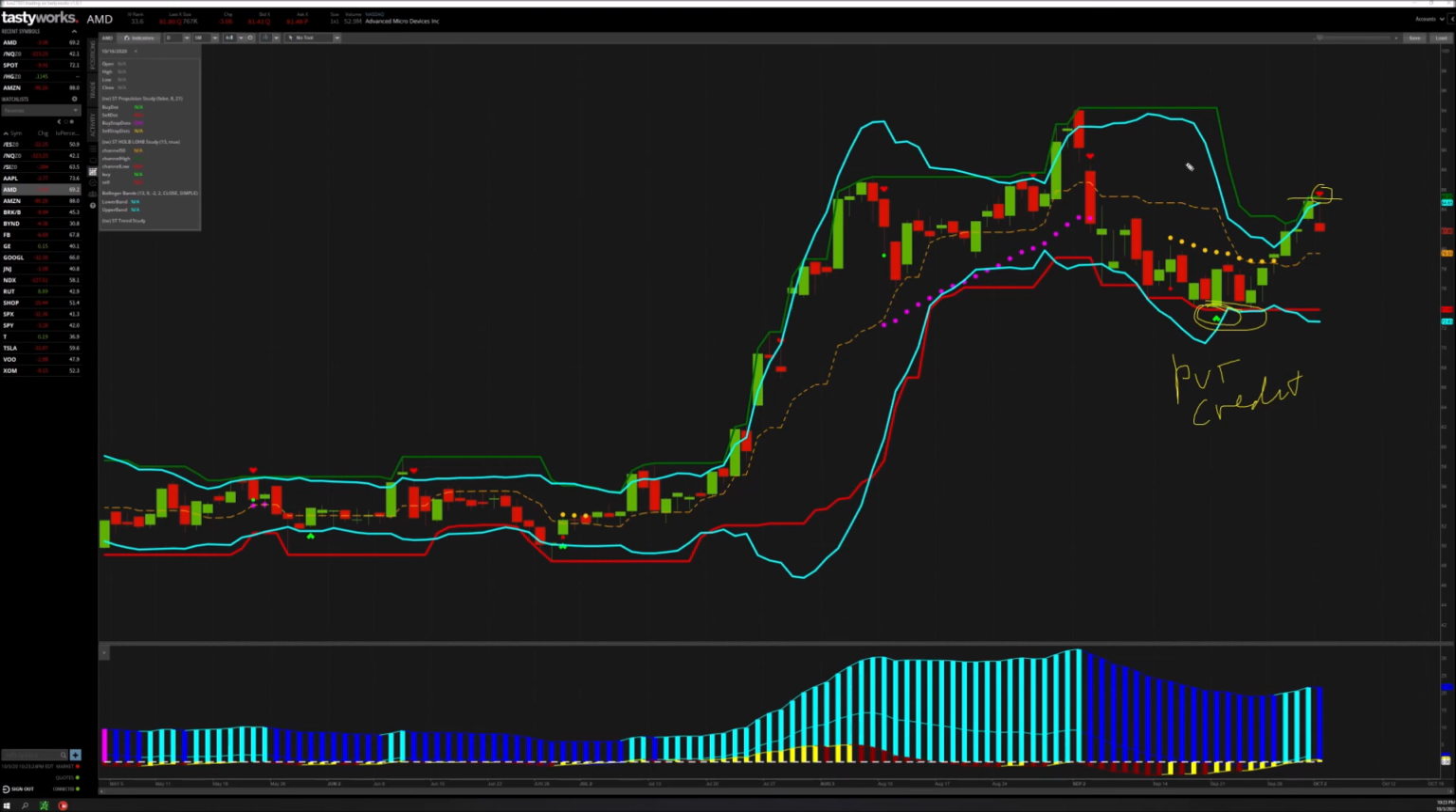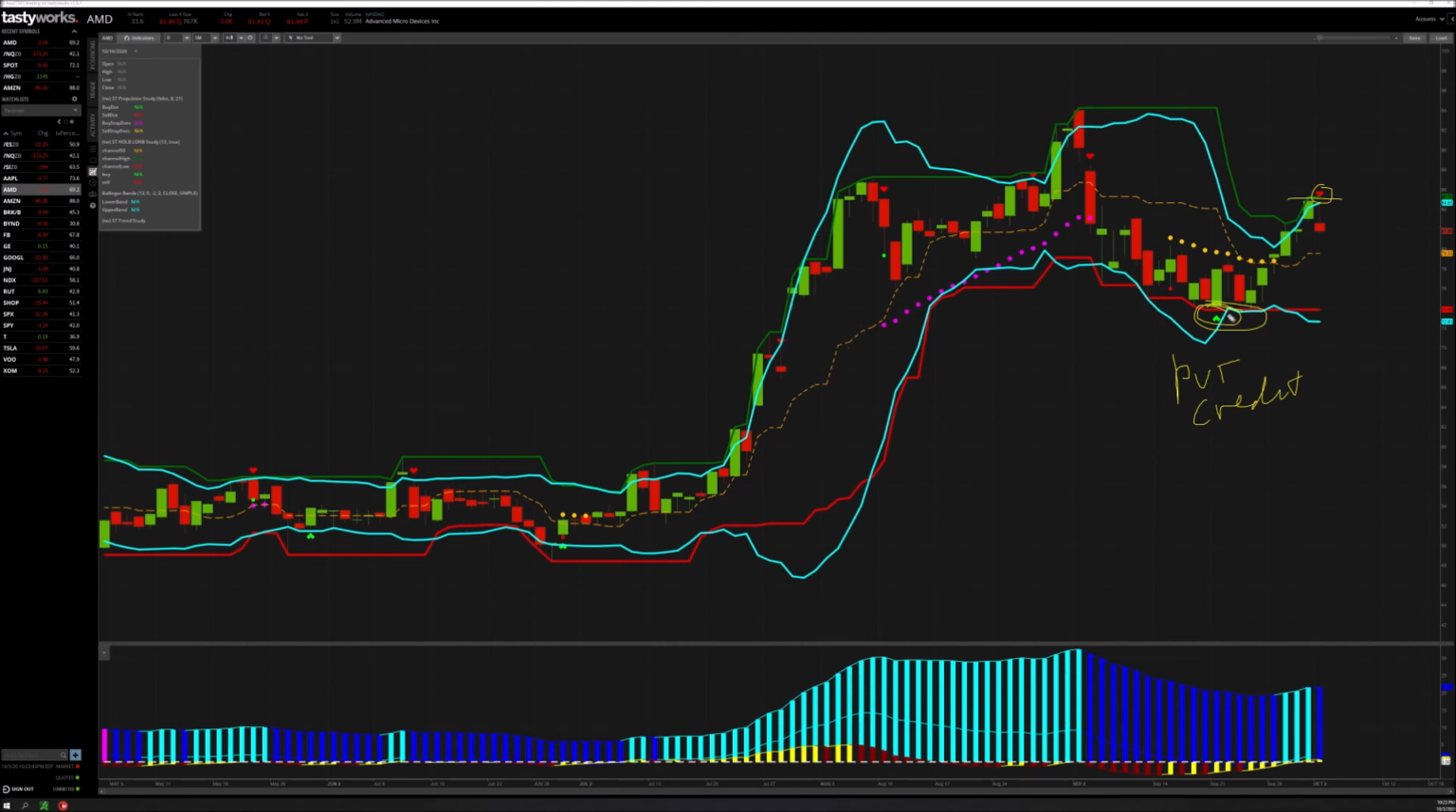How they are plotted is a formula that John Carter created and gave to Tastyworks. So that's how these arrows are plotted. I can't say exactly how they get plotted. You know what I'm saying?